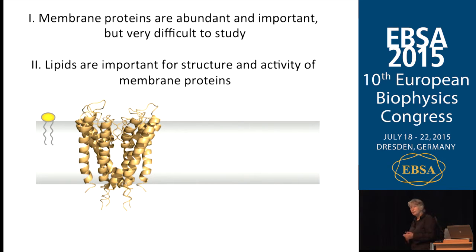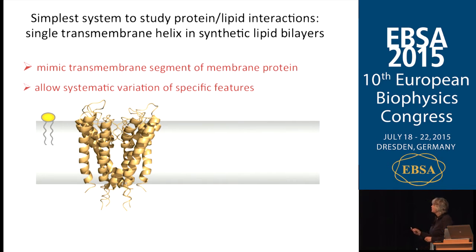So if you want to study proteins and how they are influenced by lipids, then there are several ways to go about it. But the simplest way to do it is the following. You just take a single transmembrane helix as a model for a membrane protein. You try to understand everything about how this single transmembrane helix affects the lipids and how the lipids affect this single transmembrane helix. And then from there on, you start to build. And this is what we try to do. And I will give you some examples of how we approach this.